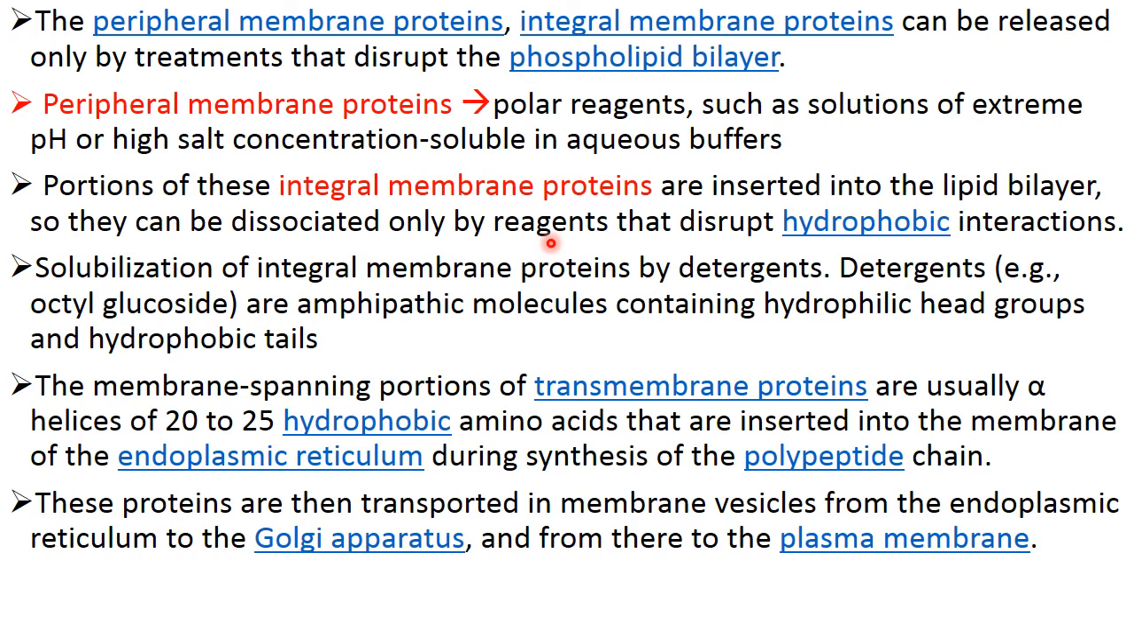These interactions frequently involve ionic bonds, which are disturbed by extreme pH or high salt concentration. Peripheral membrane proteins interact through protein-protein interaction, and it can involve ionic bonds. These ionic bonds are only disturbed by extreme pH or high salt concentration. So we can conclude that peripheral membrane proteins are involved in protein-protein interaction.